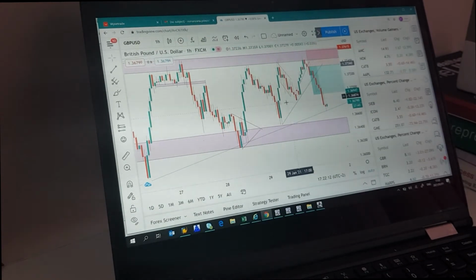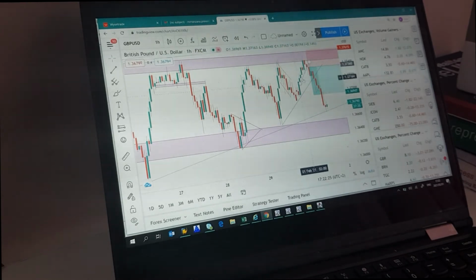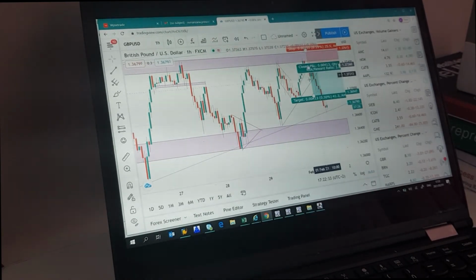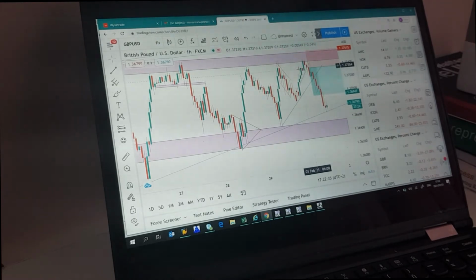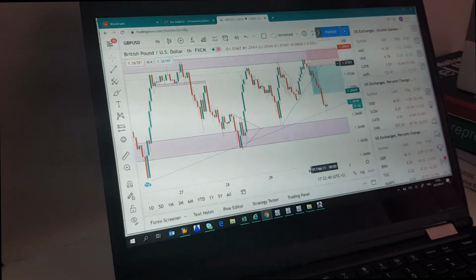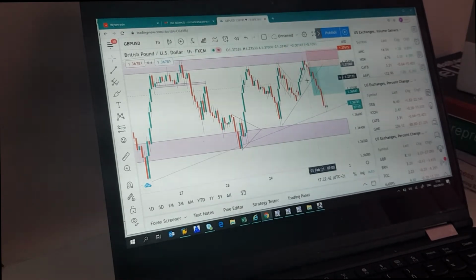So I waited for a confirmation. I waited for this candle to be formed, which is your bearish candle. Then I waited for another candle. So I drew my trend here because I wanted to execute my sell immediately when the market crosses this trend line. So I waited for this candle to close, so that I can execute my sell.